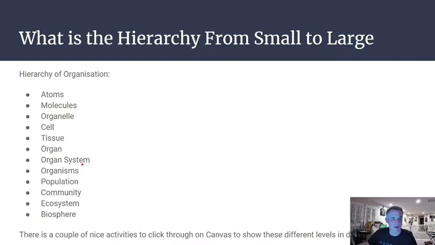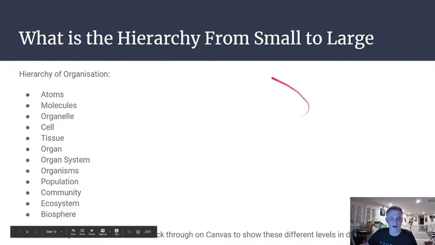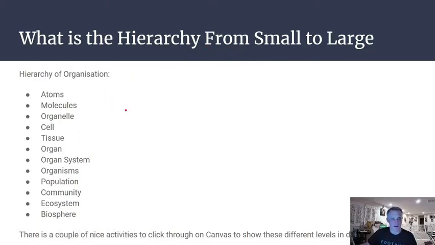Organisms are made up of multiple organ systems. And then these organisms can, and we're getting back into the ecology, form populations, which can make communities, ecosystems, and then eventually your biosphere. Okay, so when you're thinking of this, there's a couple of nice activities to click through on Canvas that show all these different levels in a little bit more detail.